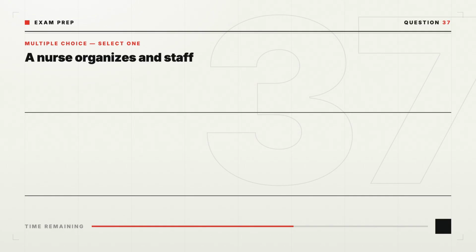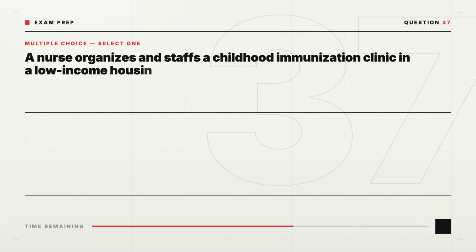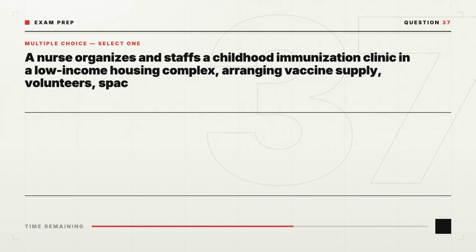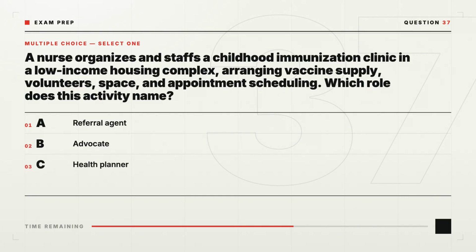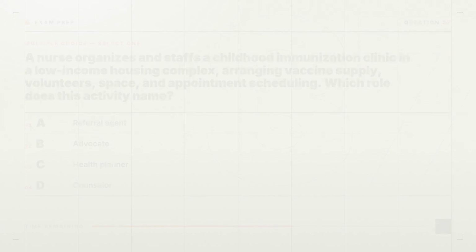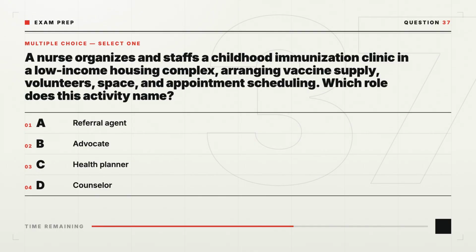Question 37. A nurse organizes and staffs a childhood immunization clinic in a low-income housing complex, arranging vaccine supply, volunteers, space, and appointment scheduling. Which role does this activity name? Your options are A. Referral agent, B. Advocate, C. Health planner, D. Counselor. Pick one. Trust your gut. Here's your chance to test yourself.